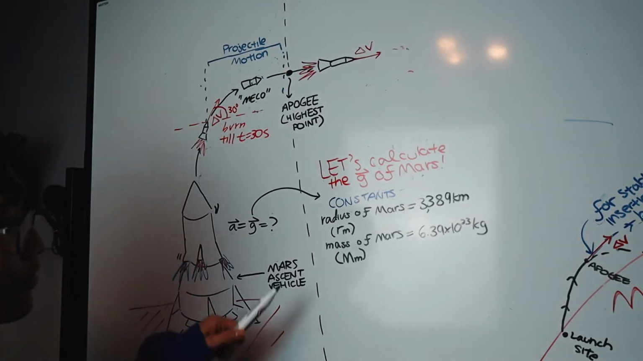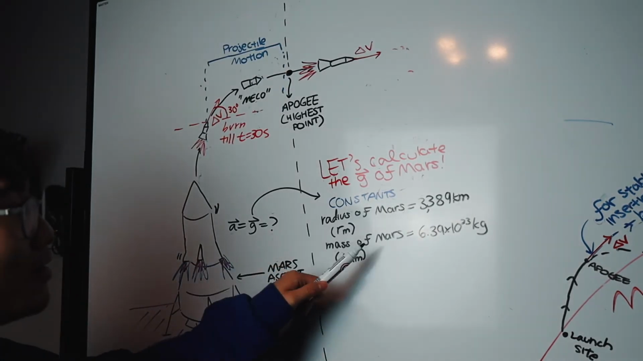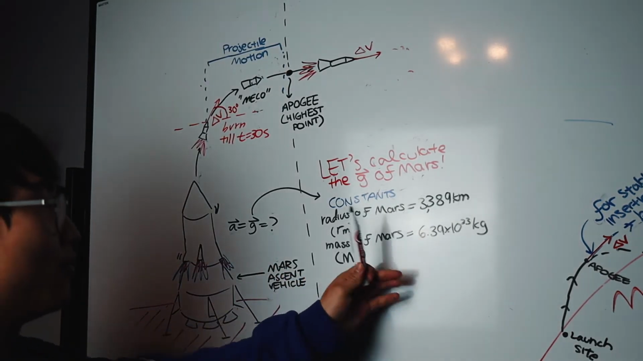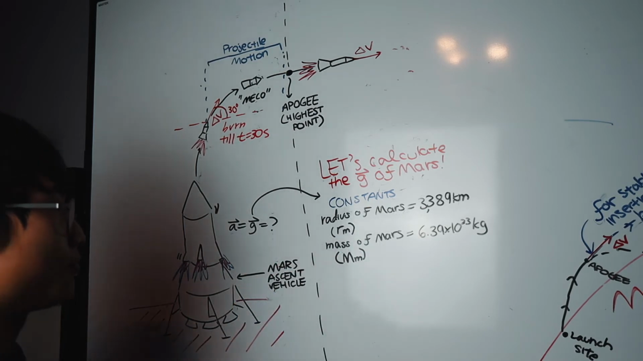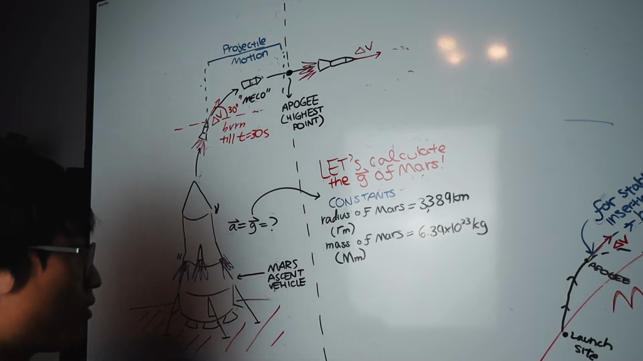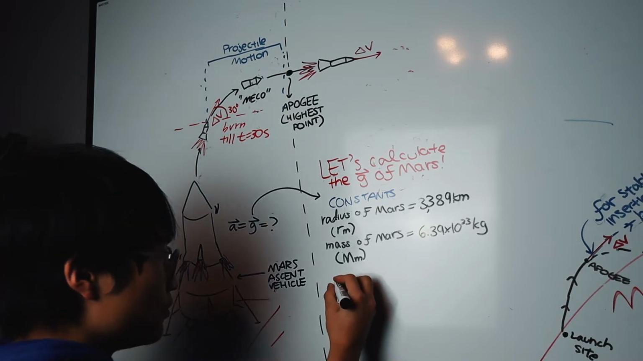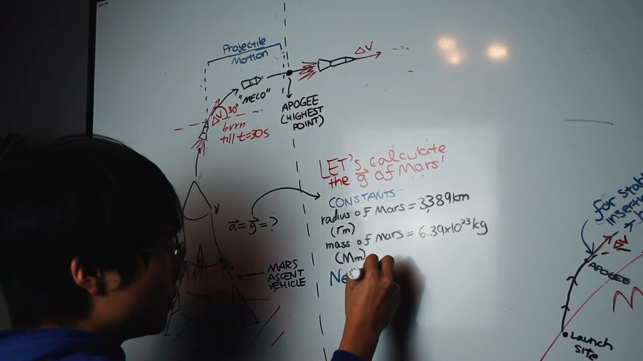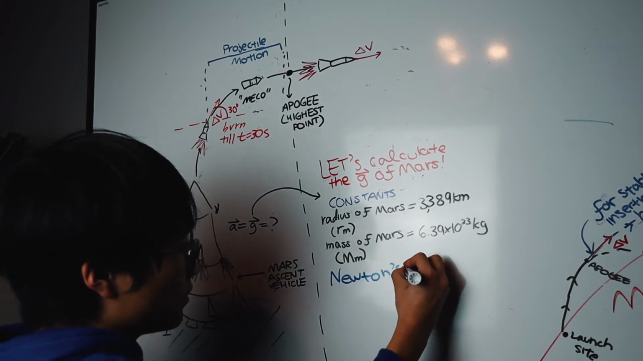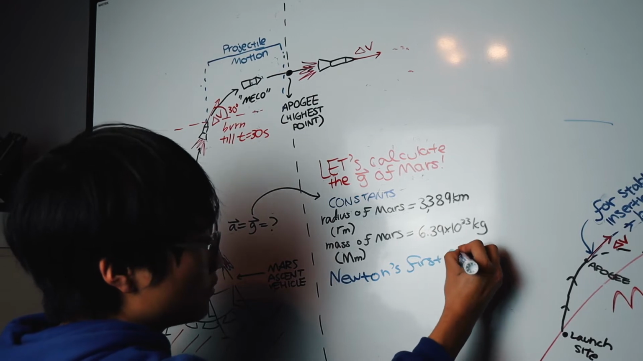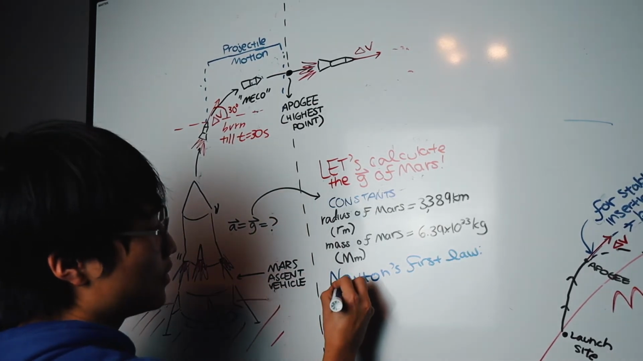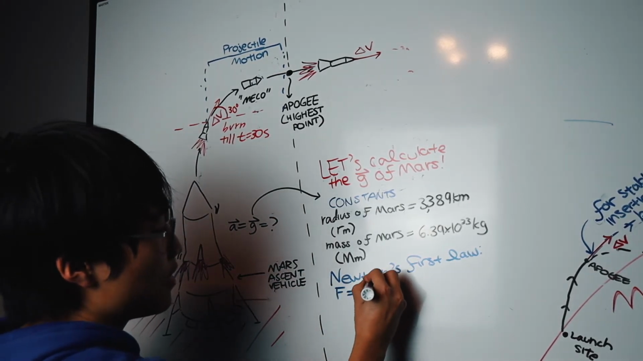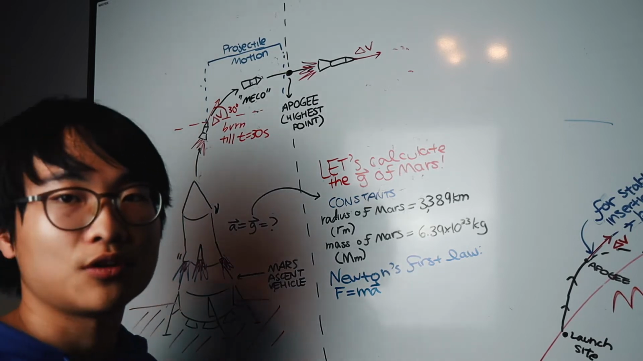Here are the constants that we need in order to derive the g value of the Martian surface. We have the radius of Mars and the mass of Mars. We also have to use something called Newton's first law, which we learned in the first unit of grade 11 physics. It's F equals ma. This is a very important concept we have to remember in order to solve this question.